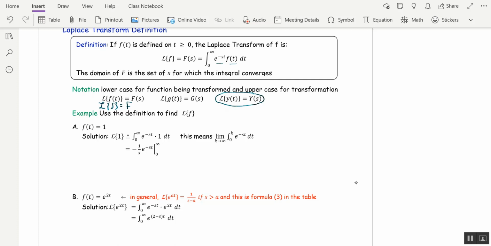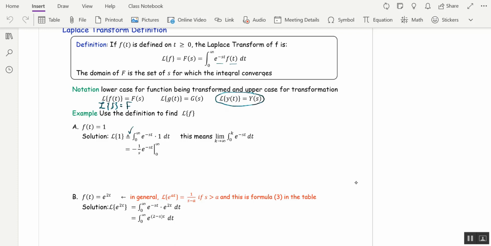By definition, that's what a triangle over an equal sign means. By definition, we want to integrate from 0 to infinity e to the negative st times 1. Now, that's an improper integral. And in past classes, what we would do is rewrite that as the limit as k goes to infinity of the integral from 0 to k.